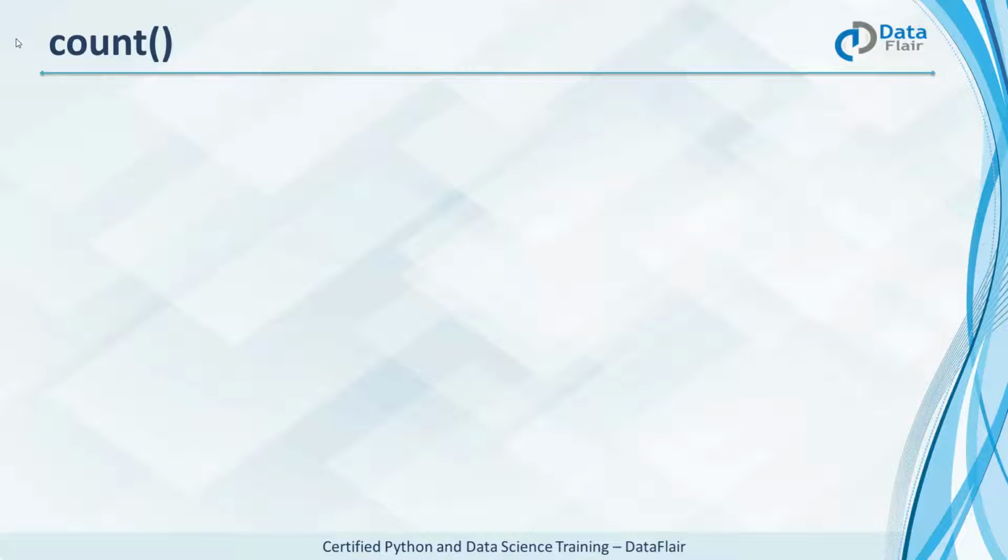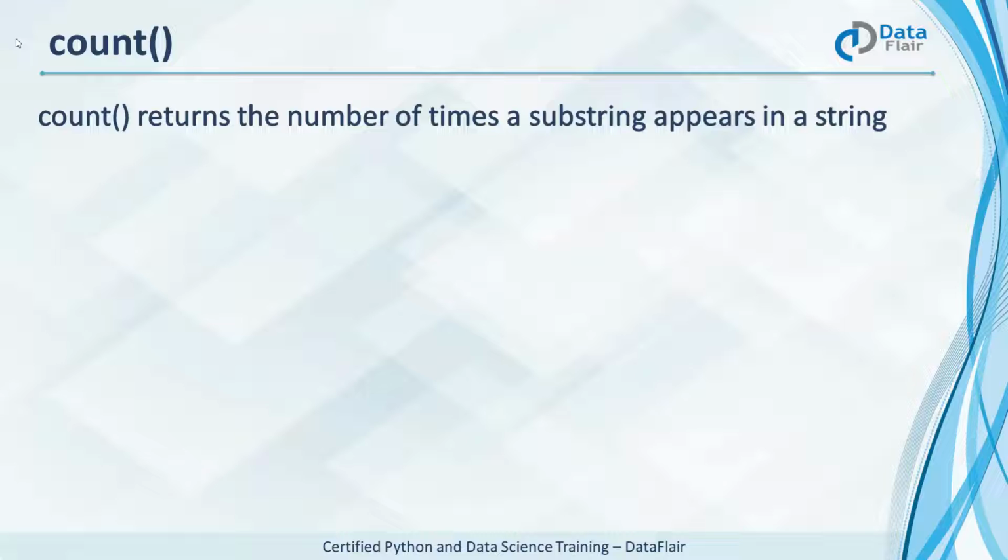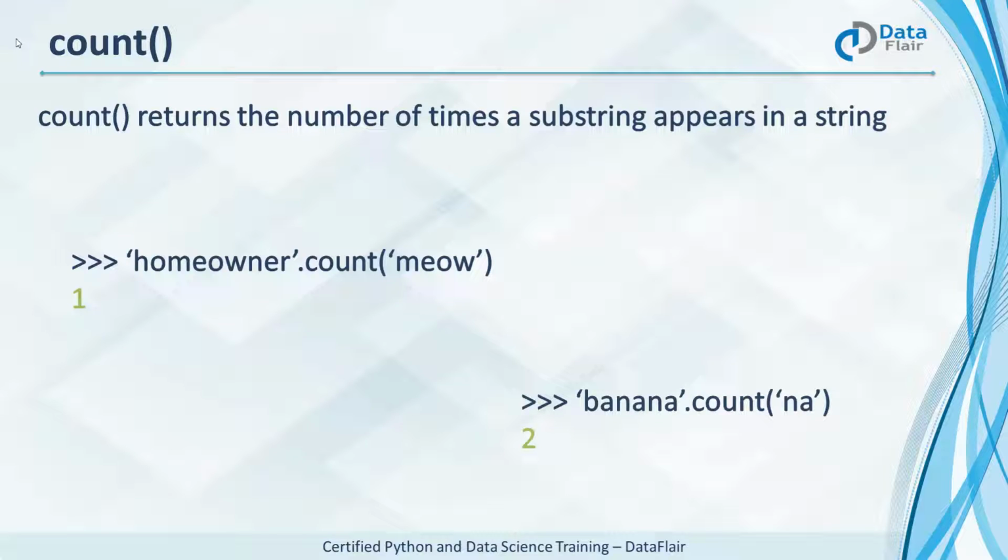And count. This one returns how often a substring appears in a string. If we count meow in this, it appears once. Na appears twice in banana.